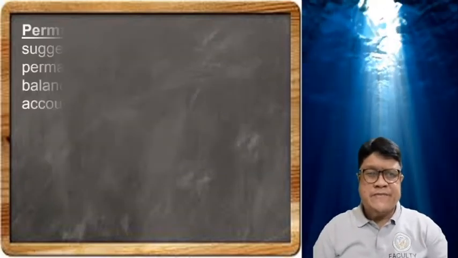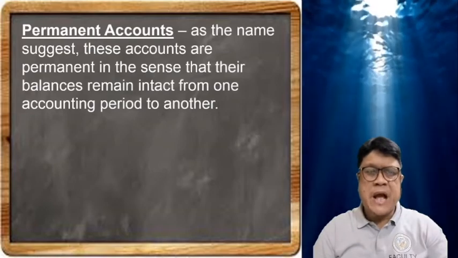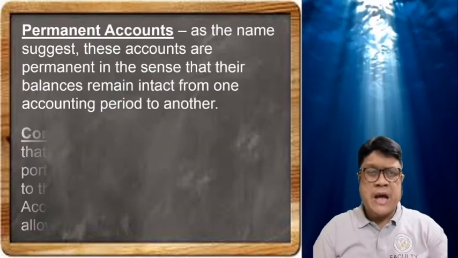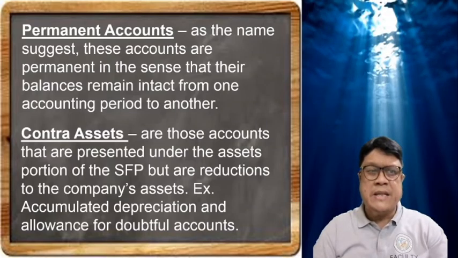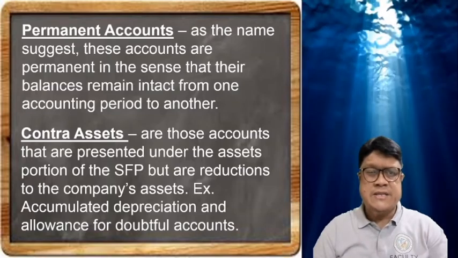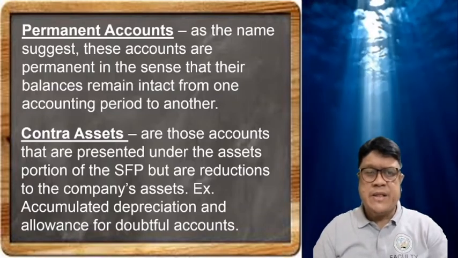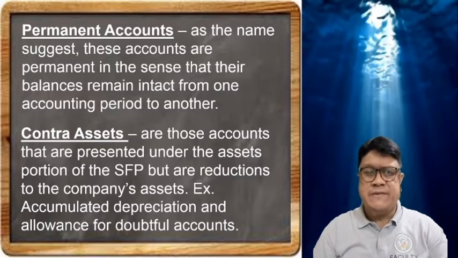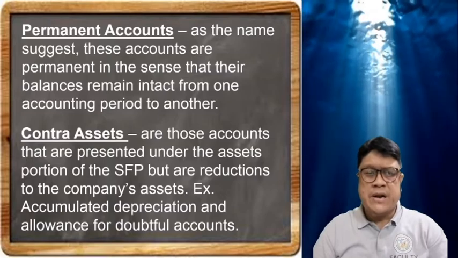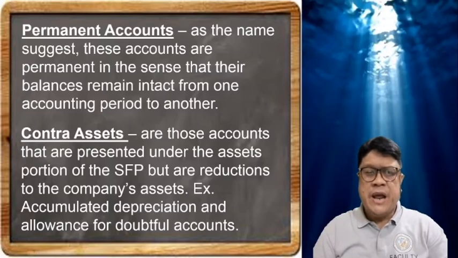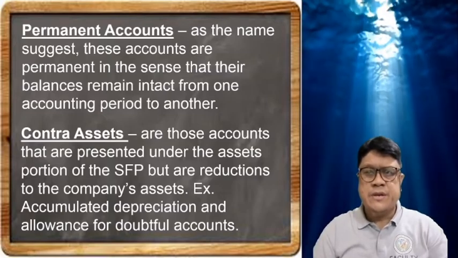Classification of accounts found on SFP. Permanent accounts. Permanent accounts, as the name suggests, are permanent in the sense that their balances remain intact from one accounting period to another. Contra assets. Contra assets are those accounts that are presented under the assets portion of the SFP, but are reductions to the company's assets. Examples are accumulated depreciation and allowance for doubtful accounts.